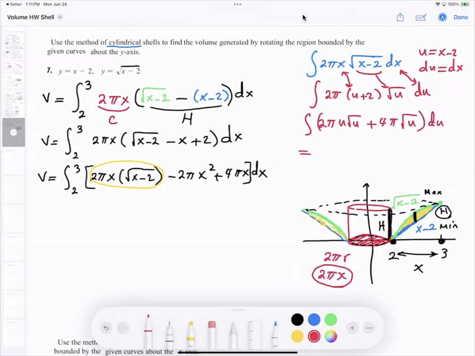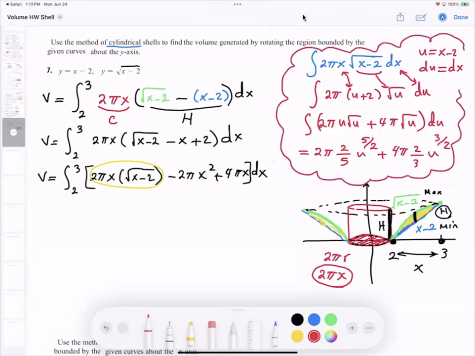This can be written as, here you have u to the power 3 halves, so you get 2 pi times 2 over 5 u to the power 5 over 2, plus 4 pi, and here you have a half, so you get 3 halves, 2/3, u to the power 3 halves. So the integral of 2 pi x square root of x minus 2 using u-sub can be calculated up here. Then I'm going to substitute that down here for you.